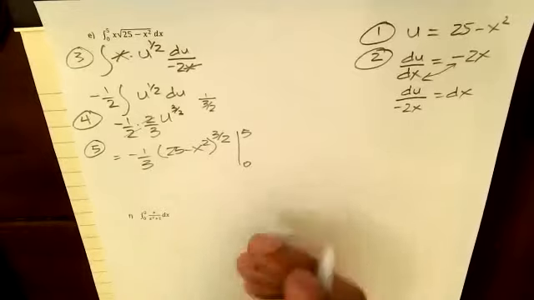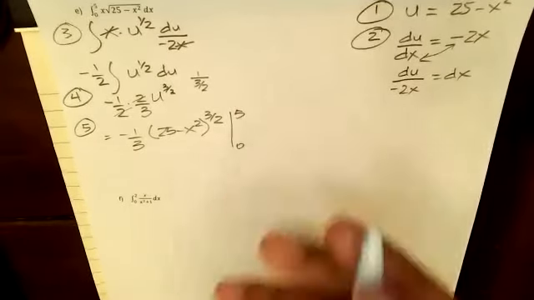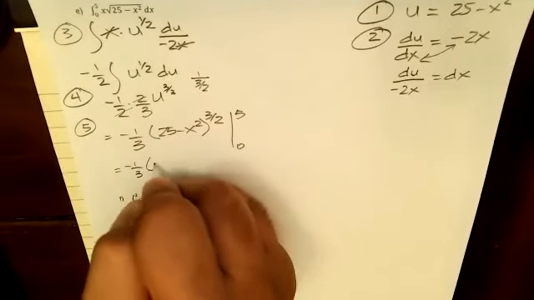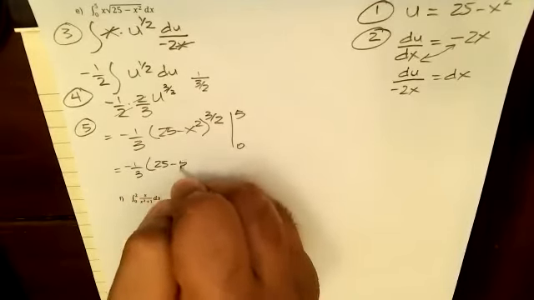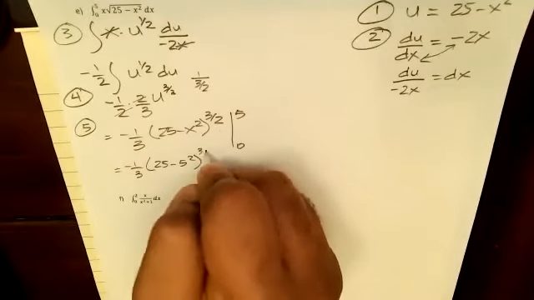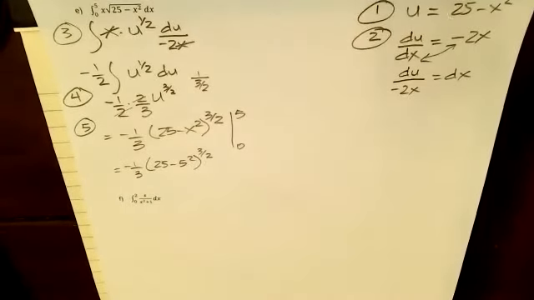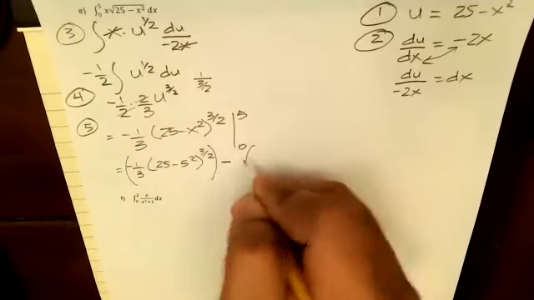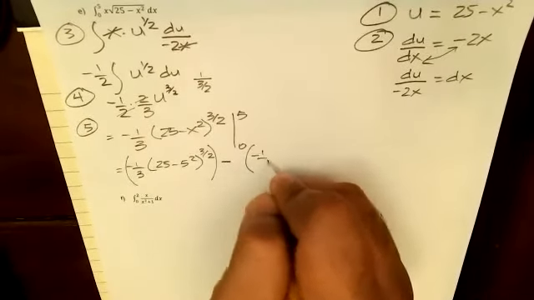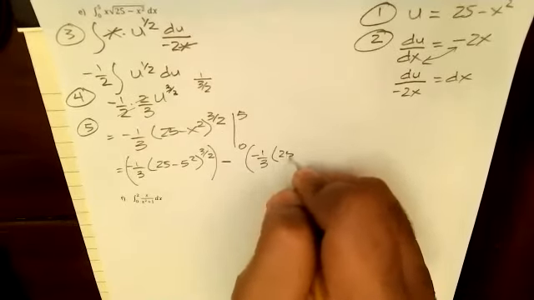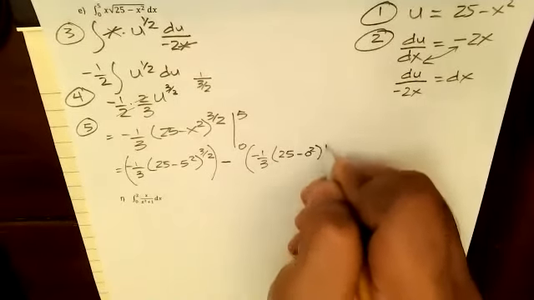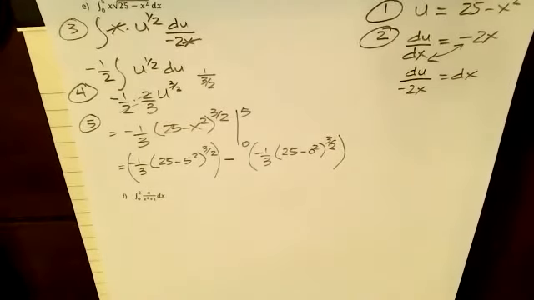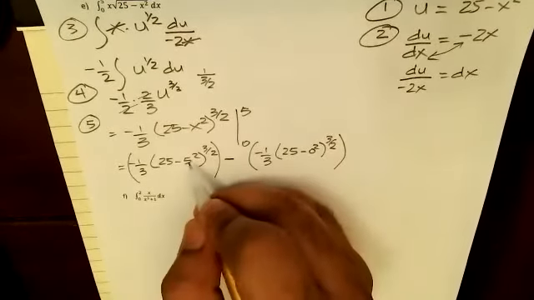First, I'm going to plug in 5. You always plug in the top number first. So negative 1/3, 25 minus 5 squared, power 3/2. And then I'm going to subtract, and then I'm going to plug in 0. Negative 1/3, 25 minus 0 squared, power 3/2. You plug in the number for x.